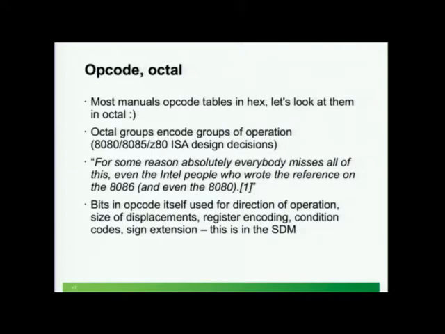Right, so most of the manuals show the opcodes in hex, but actually it's much better to look at them in octal, because maybe the original design decision was to make them in octal, and because the initial architecture had eight registers, so you can use an octal number to describe a register. And you can even reuse some of the bits in the opcode to denote operation, like, for example, the direction of operation, size of displacements, how the register encoding is done, and so on. Basically, the idea is to save as many instruction bytes as possible so that you have less stress on the instruction cache.